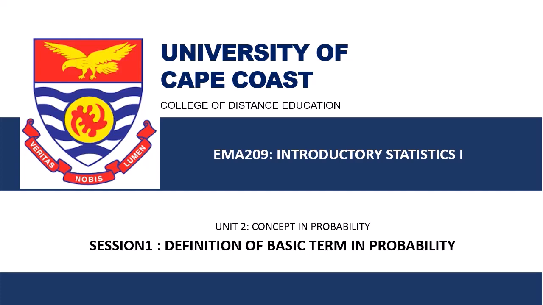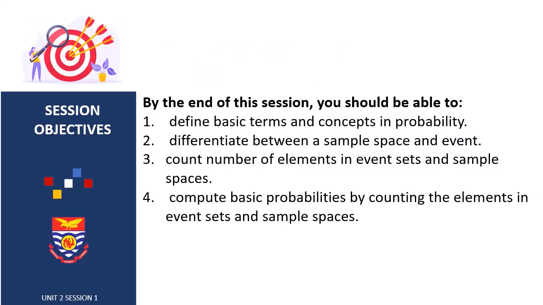Unit 2, Concepts in Probability. You have 6 sections to work on, so we begin with section 1: Definition of basic terms in probability. What were we looking forward to?